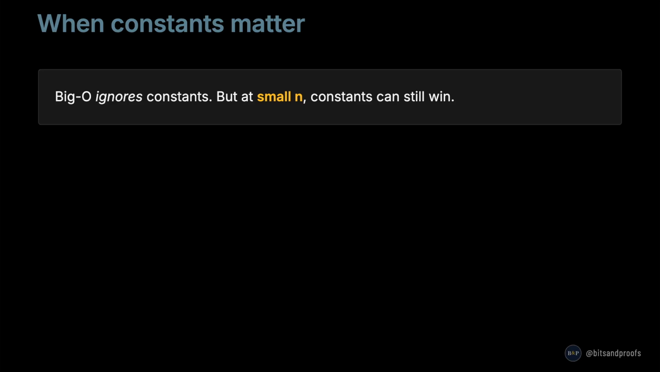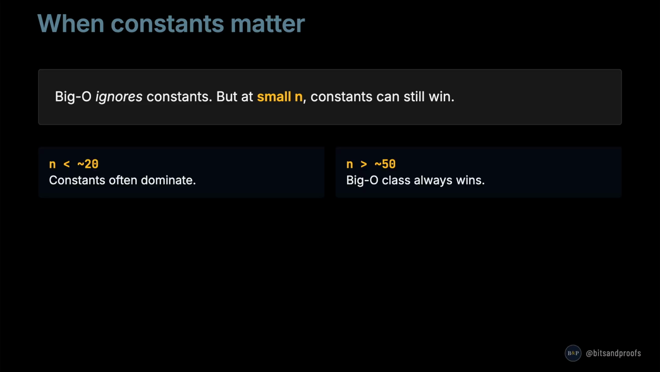When do constants actually matter? Big O officially ignores them. But there are cases, important practical ones, where the constants determine which algorithm to use. So when does big O lie? Rule of thumb, at n less than about 20, constants often dominate. At n greater than about 50, the big O class always wins. In between is fuzzy, depends on the constants, the cache behavior, and the implementation language. So if your inputs are always tiny, the big O class might matter less than the constants. If your inputs ever get large, the big O class is everything.